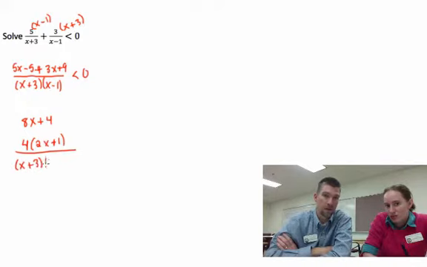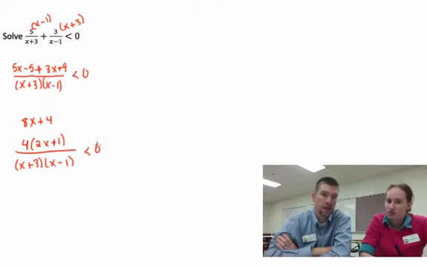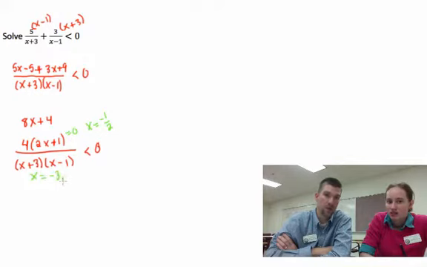So now this is going to help us out as far as our sign chart goes. And now that we've got everything how we need it, we can figure out what our zeros are and our undefined. Right, so our zeros are where the top equals 0, so that'll be x equals negative 1/2, because you subtract the 1 over and divide by 2. Our vertical asymptotes down here will be negative 3 and positive 1. So that's what's going to go in our sign chart.